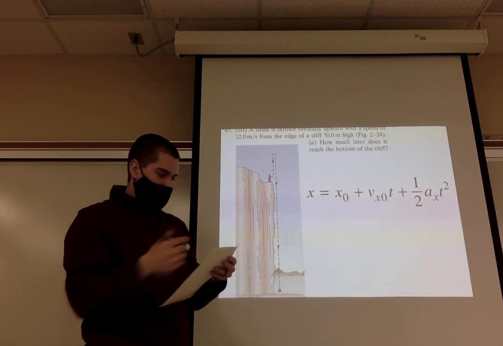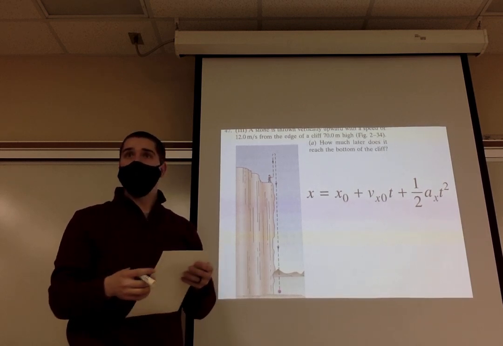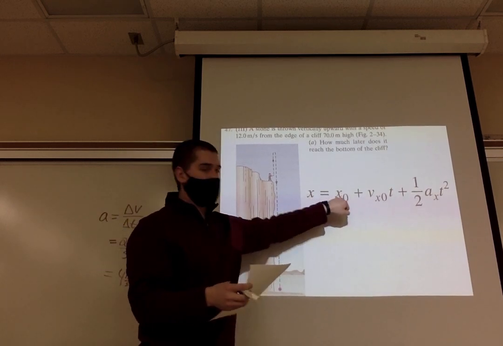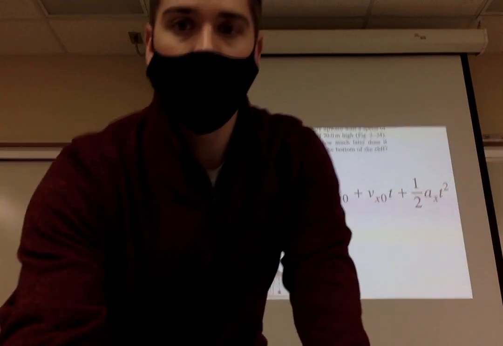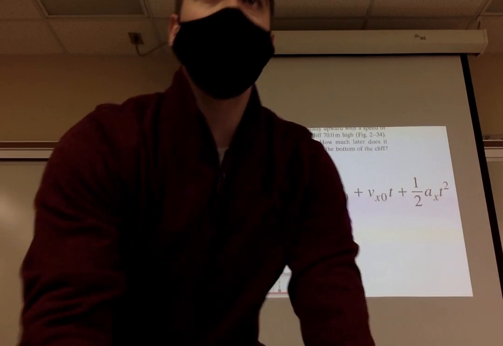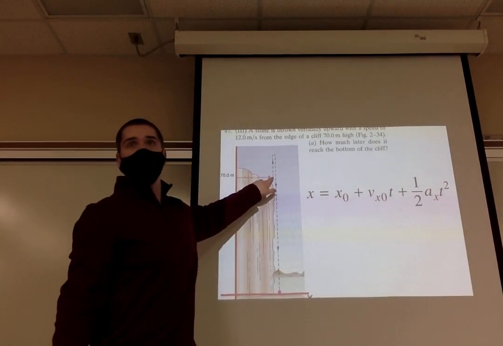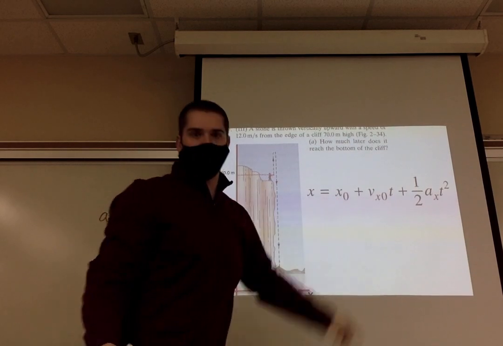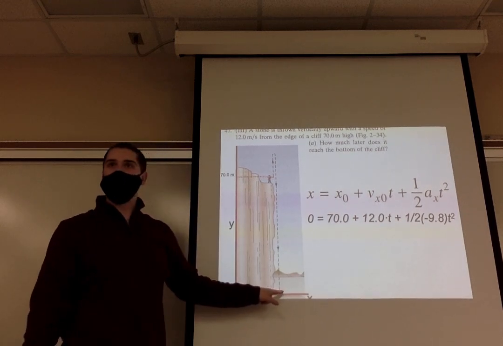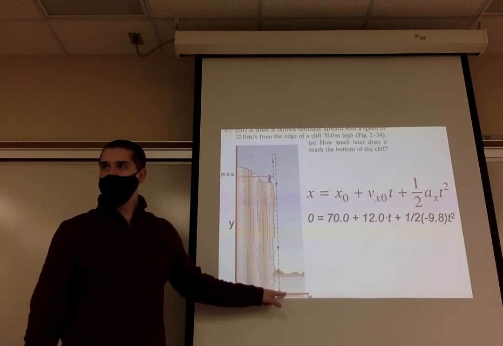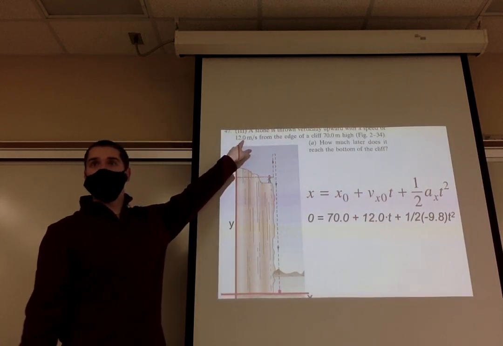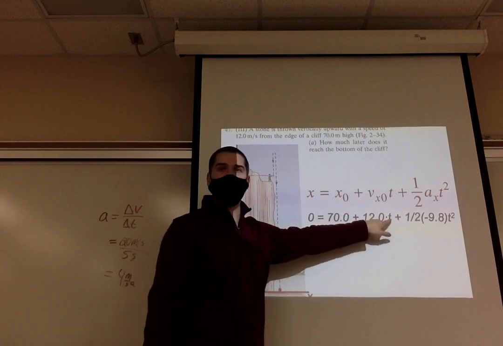What was the initial position? Right? Threw it off a 70-meter cliff. So it started at 70 meters. The final position, it hit rock bottom. It went all the way down to 0. The initial speed was 12. How long did it take? I don't know. I leave it as a T. Plus 1/2. What was the acceleration in this direction? 9.8. It's gravity.